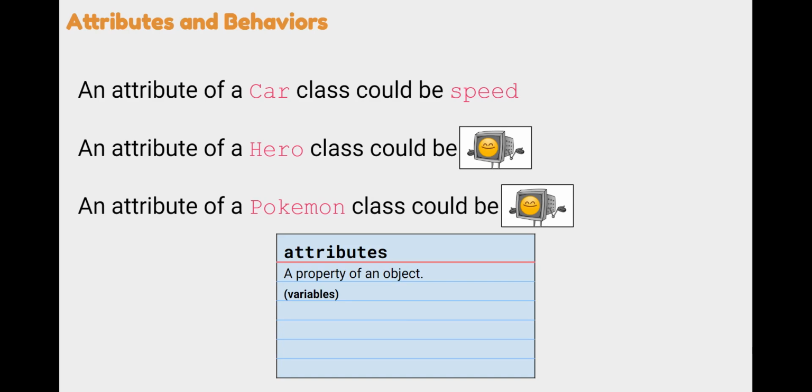An attribute of the hero class could be health points. So every hero has a different amount of health points. An attribute of the Pokemon class could be type. And we all know that dark type is the best type of Pokemon. No, I'm just saying that because I know some people just got really mad at their computers right now because I said that. They're like, no, fire type's the best.